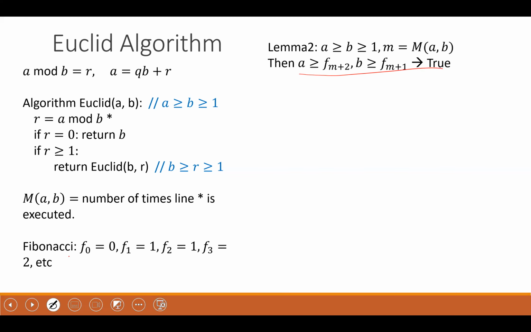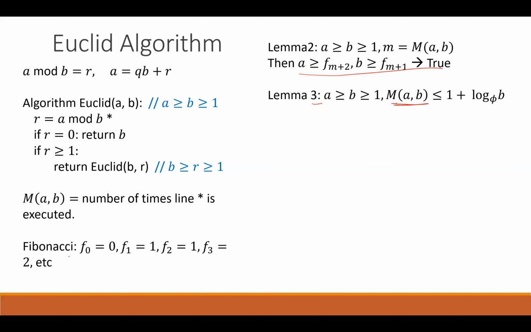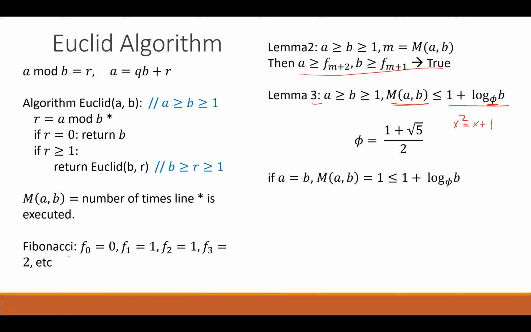So now we know that lemma 2 is true. We're going to use that to prove lemma 3 here, which is that the number of recursive calls M(a,b) is at most 1 plus log base phi of b, where phi is (1 plus root 5) over 2. I used the wrong Greek letter here, but we'll call this phi. This number is one of the roots of x squared equals x plus 1, and it's part of the closed form of the Fibonacci sequence. So we're going to use that. It's about 1.6.